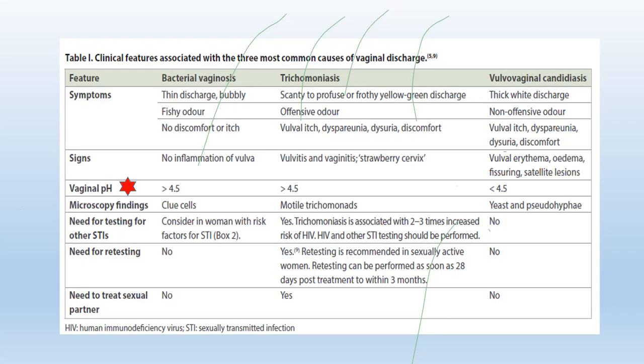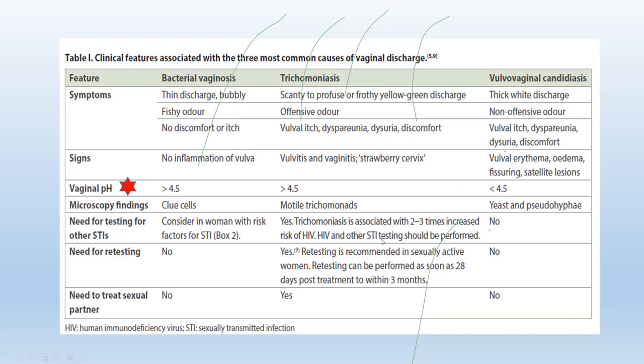If you have trichomoniasis, most of the time the discharge is scanty to profuse, maybe green or yellow in nature. They are most of the time offensive. There's an itch in the vulva, dyspareunia, discomfort. They cause vaginitis and also vulvitis. There's also something called strawberry cervix, where there are desquamations on the cervix. I'll show you the picture later. All right. Then in a microscopy, you can see a motile trichomonad. If there's trichomoniasis, you need to screen for HIV and also STDs.